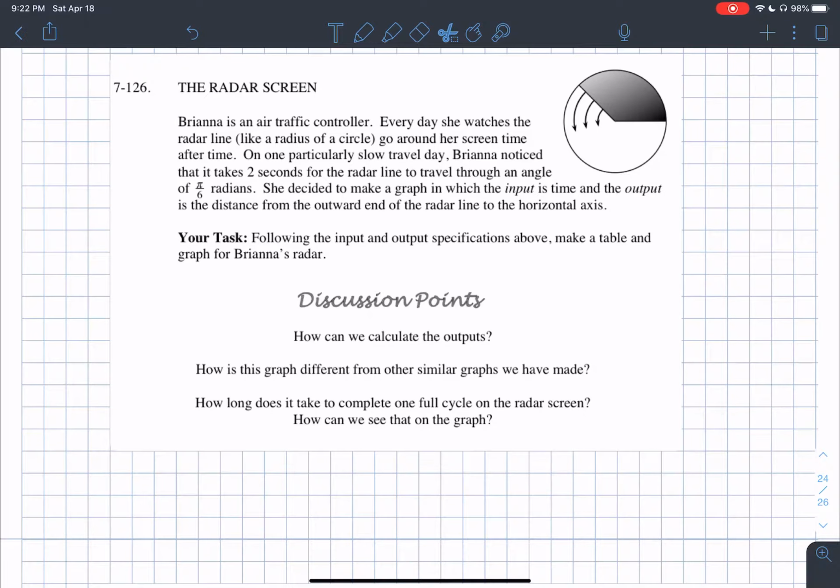Hello and welcome to the second video of the notes for 7.2.2. If you didn't watch the first part of the video where we did problem 7-125, go ahead and watch that video now. It'll be linked in the description below. If you have already watched that video, go ahead and start here reading problem 7-126. Go ahead and read problem 7-126 now.